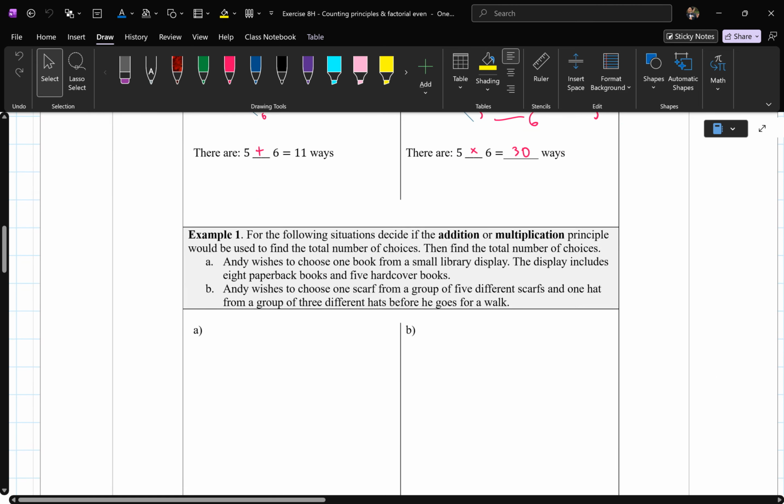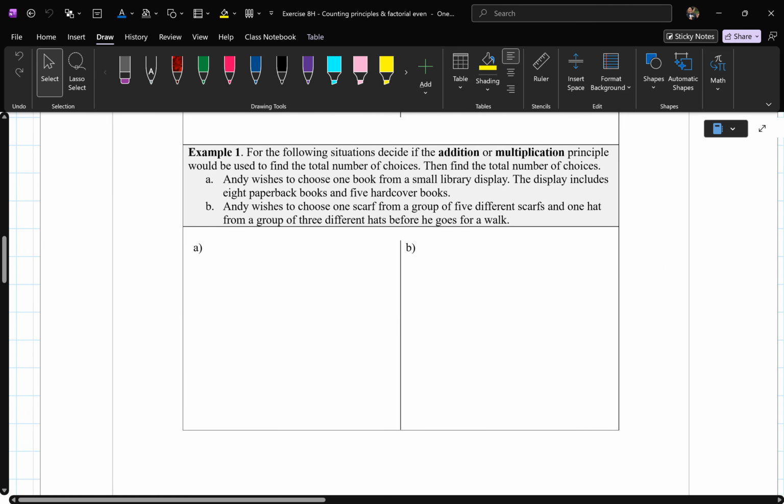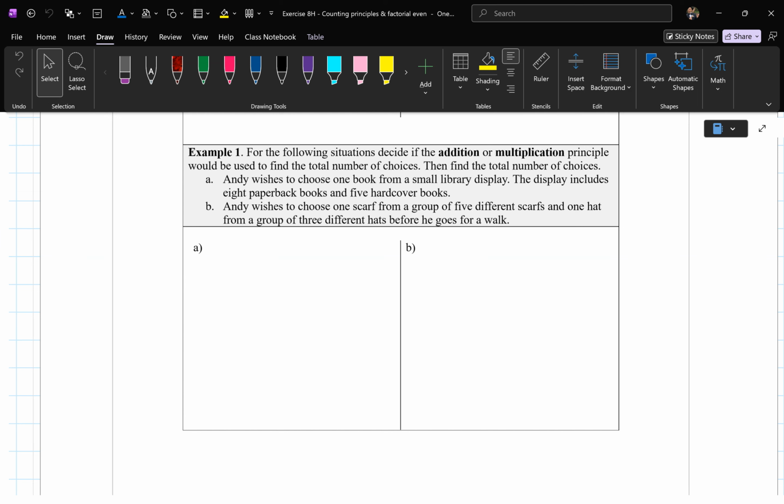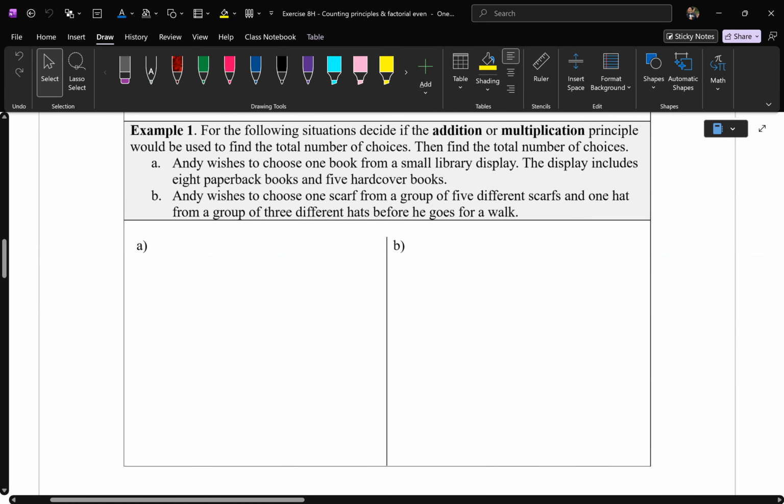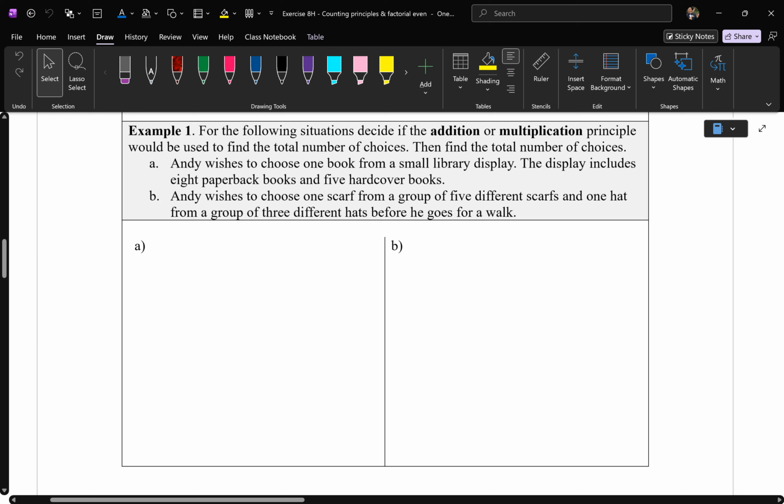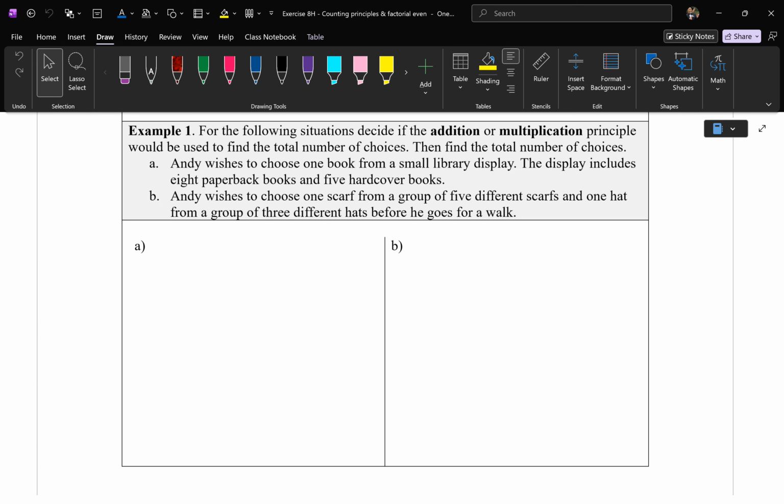In this video, I'm now going to do the examples to get you to get a feel of 8H. Remember, this is not examinable, but it is a topic I think is useful to learn, especially for next year, Year 10 Enhance. And I think out of all the probabilities, this is probably usually the more confusing one. So it's worthwhile having a look. So here in example 1, the following situations, they want you to decide if it's an addition or a multiplication principle in order to work out the number of choices you have.